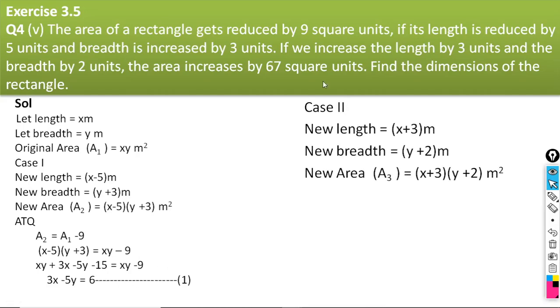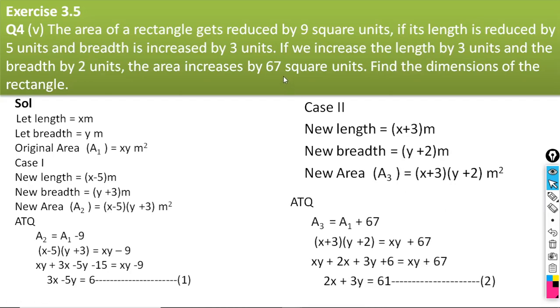Let us check the second case. In the second case, we increase the length by 3 unit, so the new length is x plus 3, and the breadth is increased by 2 unit, so the new breadth will become y plus 2. The area increases, so we find the new area as a3, (x plus 3) into (y plus 2). This area a3 is increased from the original area by 67. So a3 is equal to a1 plus 67. You substitute a3 as (x plus 3) into (y plus 2), and a1 as xy, plus 67. By solving this, you get the equation 2x plus 3y is equal to 61.